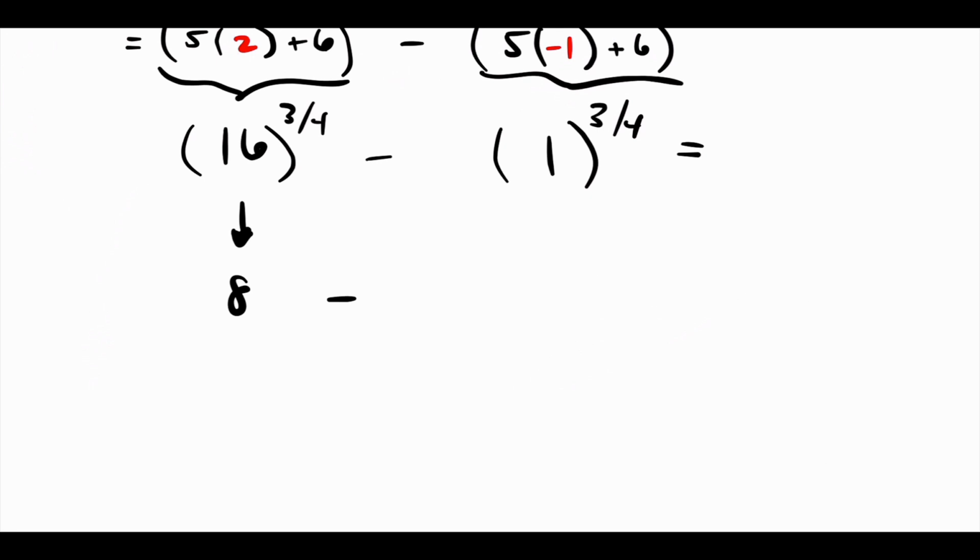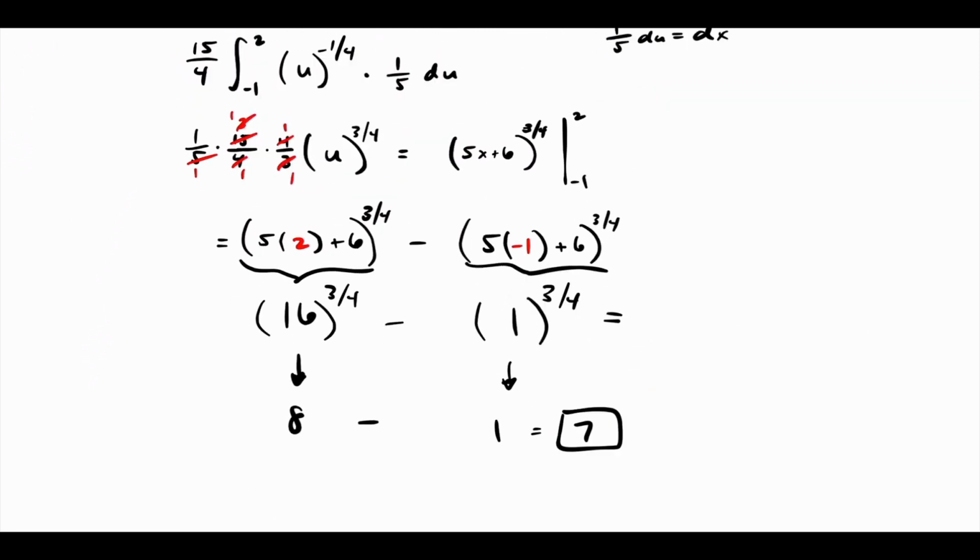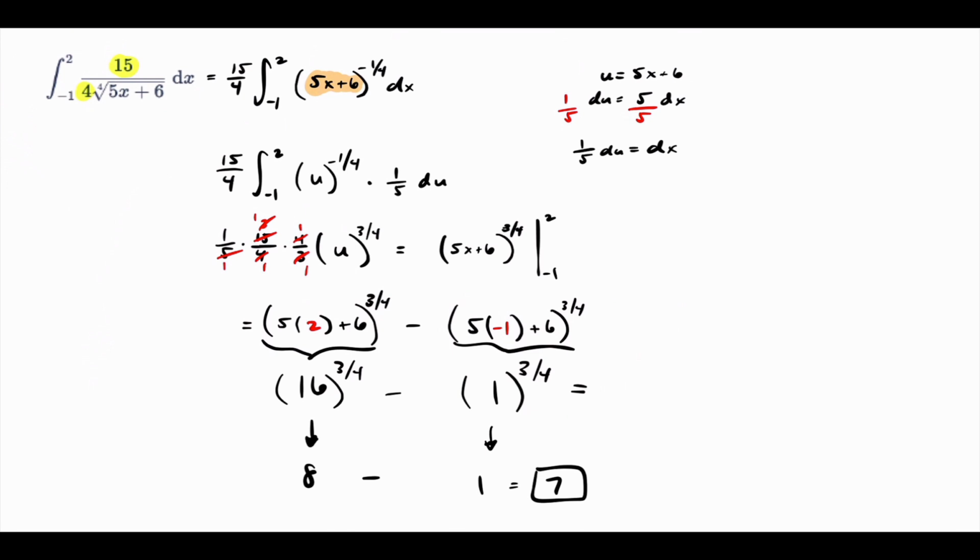For 1, it doesn't matter. If you cube 1, you get 1. If you take the 4th root of 1, you get 1. So it's just going to be 1. 8 minus 1 is 7. So the area under the curve from -1 to 2 is 7.